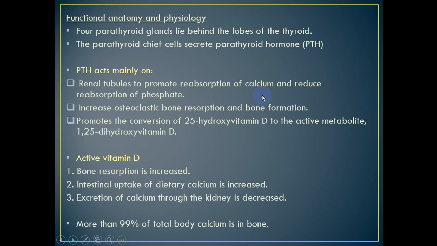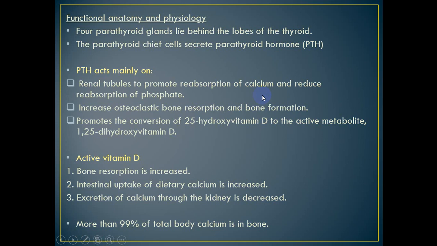Meaning, when there is hypocalcemia, or a decrease in calcium level, the parathyroid gland will respond by increasing secretion of parathyroid hormone. When there is increased calcium level, the parathyroid will suppress the secretion of parathyroid hormone. Serum calcium levels are tightly regulated from moment to moment by the action of parathyroid hormone and vitamin D.